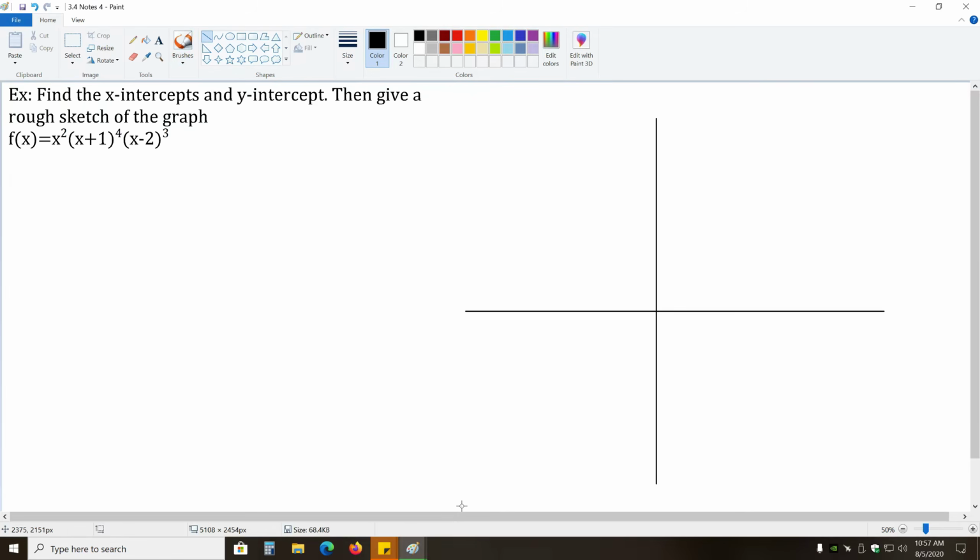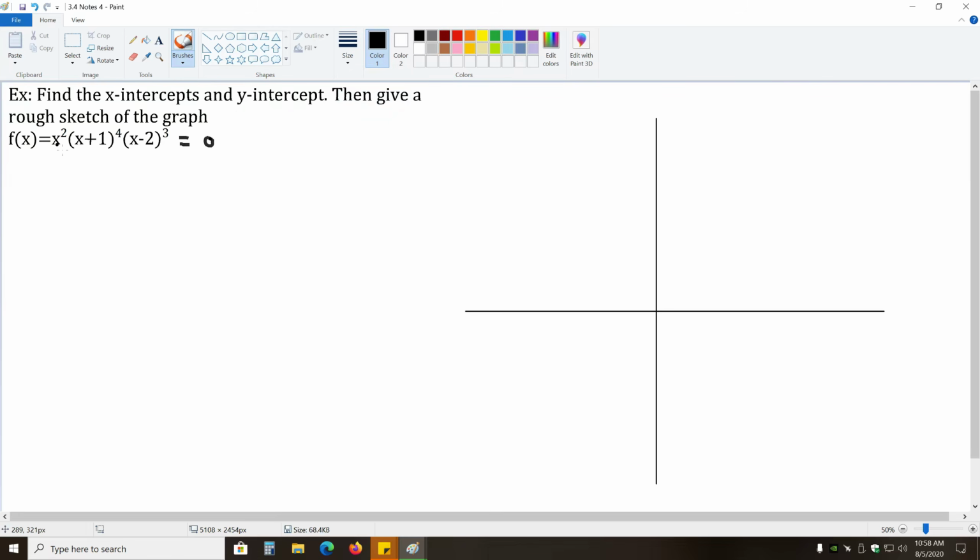Okay, continuing on from here, we now want to find the x-intercepts and y-intercept, then give a rough sketch of the graph. So, to find the x-intercepts, those are just the zeros. We're just going to quickly set this function equal to 0 and solve.